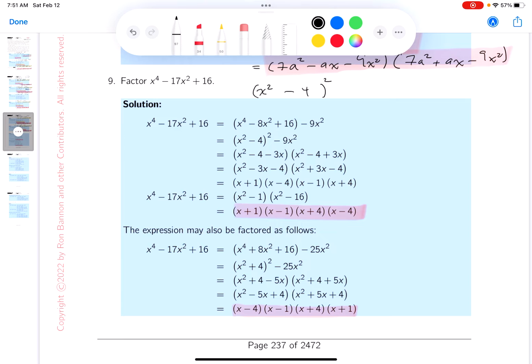And if you did that, what would you get? You get x to the fourth. You would get 16, but then you get minus 8, and you need minus 17, so you'd have to put this down, minus 9x squared. And there's nothing wrong with doing that. Let's go through it. And what would you get over there? Well, you're going to get x squared minus 4 minus 3x, x squared minus 4 plus 3x.